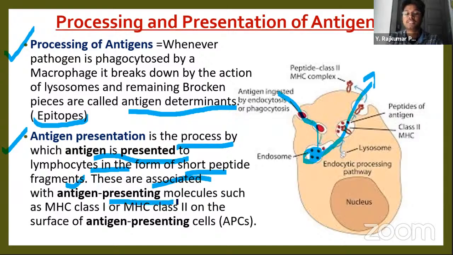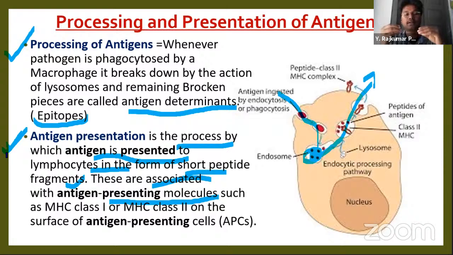These are associated with antigen presenting molecules such as MHC class 1 and MHC class 2 on the surface of antigen presenting cells. Okay, so what is this? I will make you understand. Listen here. Processing of antigens means engulfing the foreign bacteria or foreign substance, destroying it and converting it into pieces. So these are called antigen determinants.